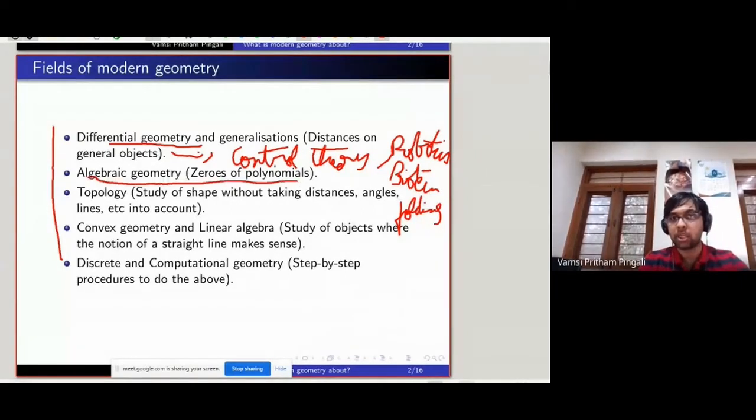Algebraic geometry, in particular number theory, plays a role in cryptography, that is, securing your emails. Topology does play a role in data analysis.